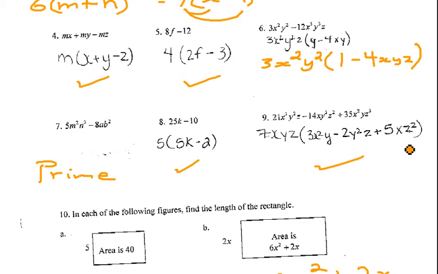In question 7, we don't have anything in common between either of these terms. The 5 and the 8, there's nothing common. M, N, A, B squared, there's nothing in common between those, so that means it's prime.